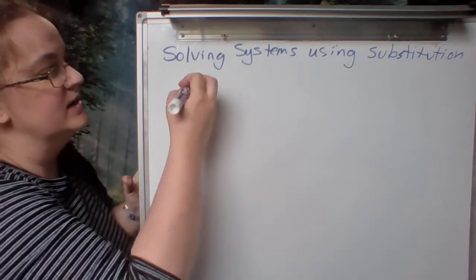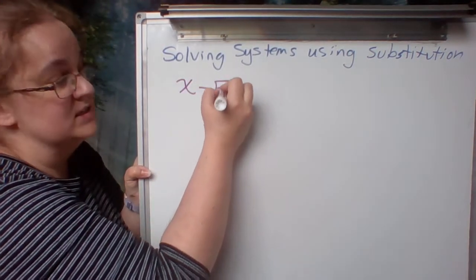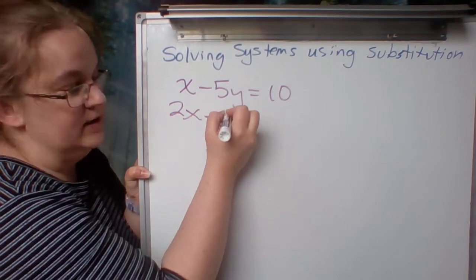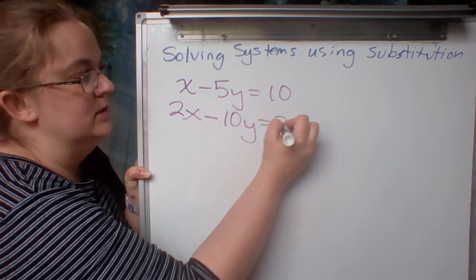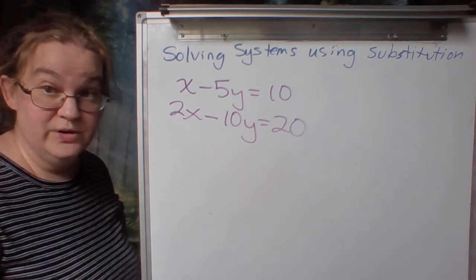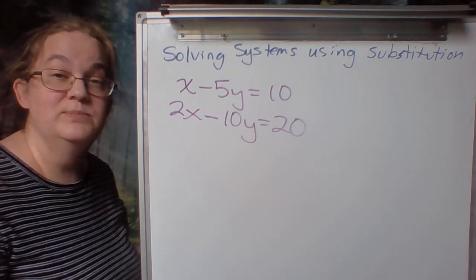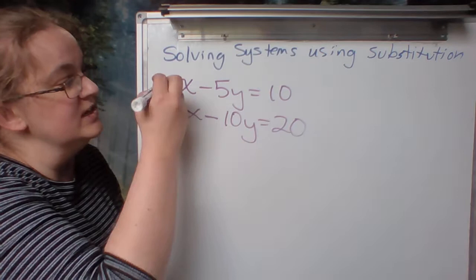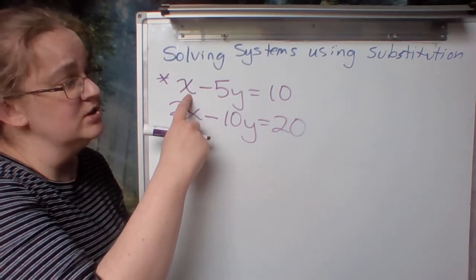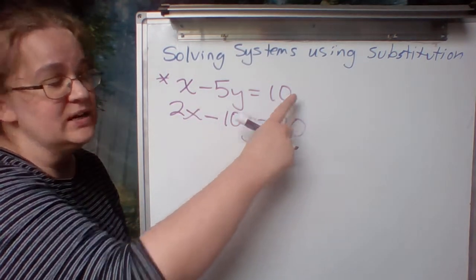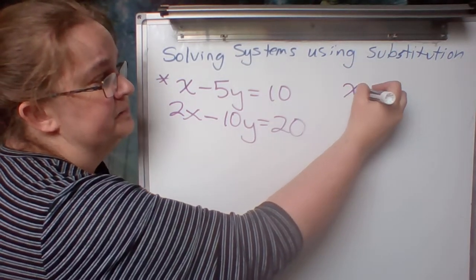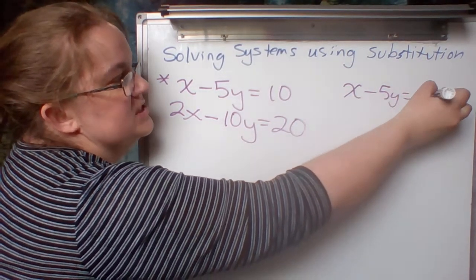All right, let's say I had something like this instead. Okay, I do not have an equation that is solved for a variable already. So I have to solve one of them for the variable in order to be able to use substitution. So if I take this first one, the x has a coefficient of 1. So the easiest thing I could do is add 5y to both sides so that x is by itself. And once I have x by itself, then I'm going to be able to substitute it in.